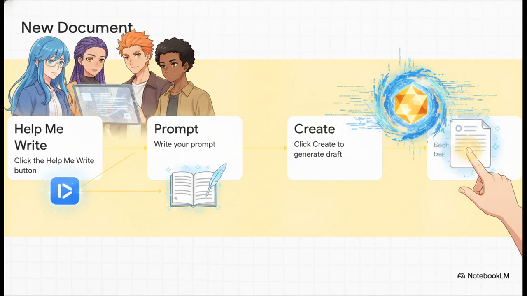You just open your document, look for that magical little button that says Help Me Write, click it, type in your prompt, hit Create, and just watch it draft the whole thing for you. Once it looks good, you click Insert, and boom, it drops right in. It really is that seamless.